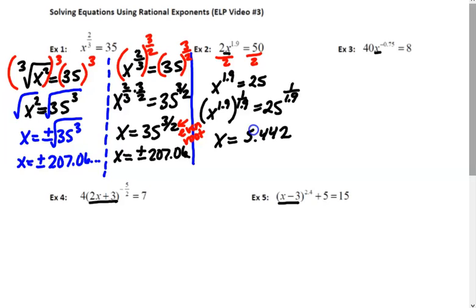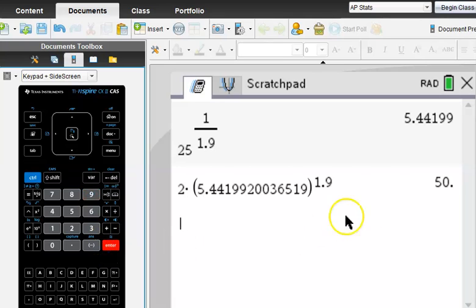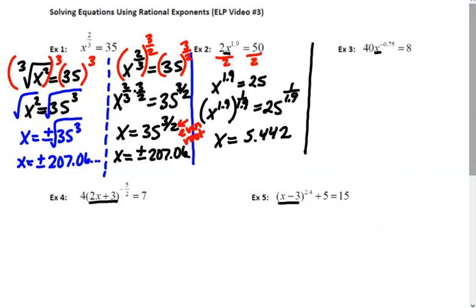5.442. Now, you can also always check your answer. I can go back and say 2 times, and I don't even need the parentheses, so 2 times this number raised to the 1.9 power should give me 50, and it does. So I can always go back and substitute that number back in for x in the equation.